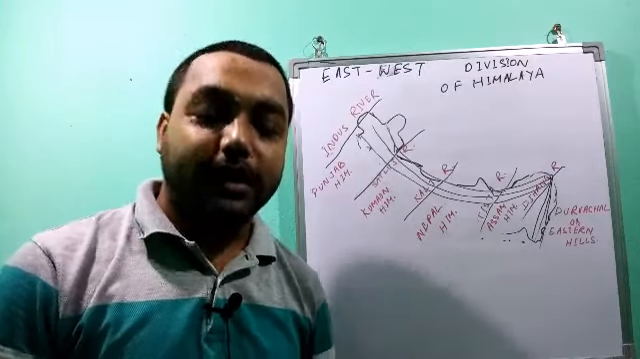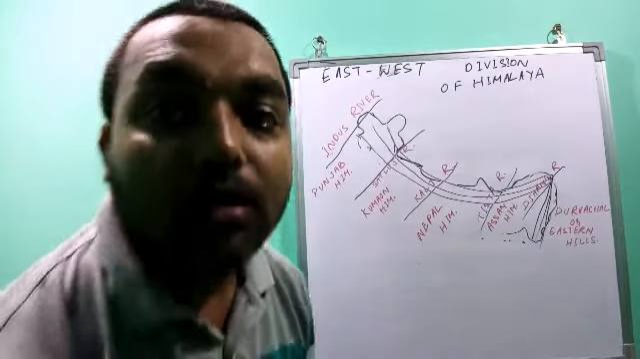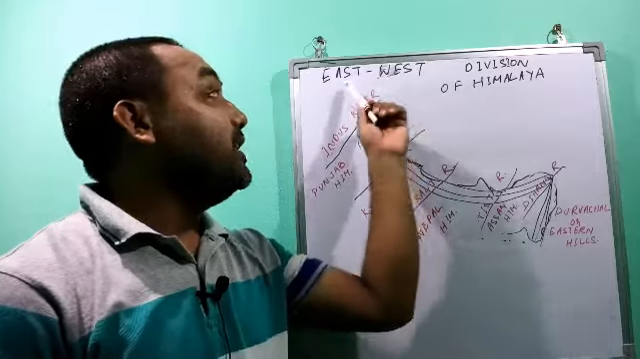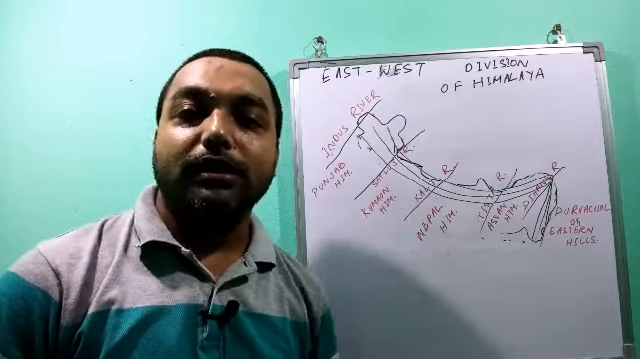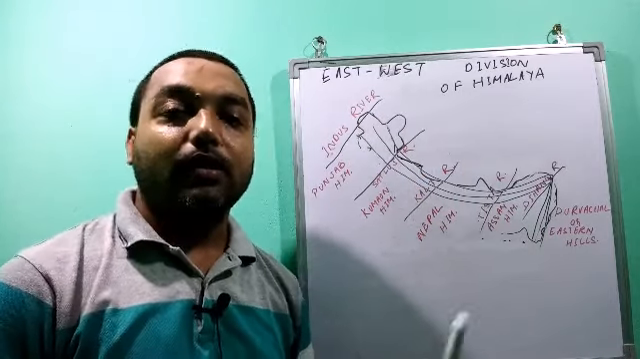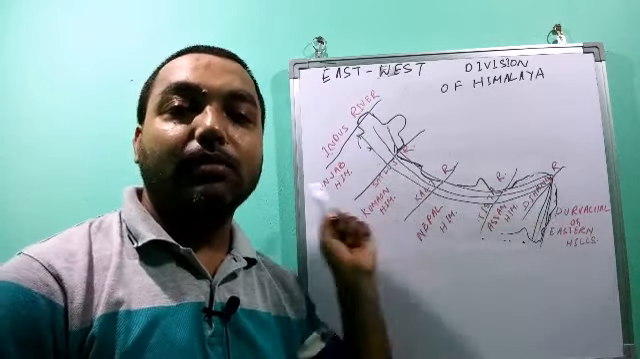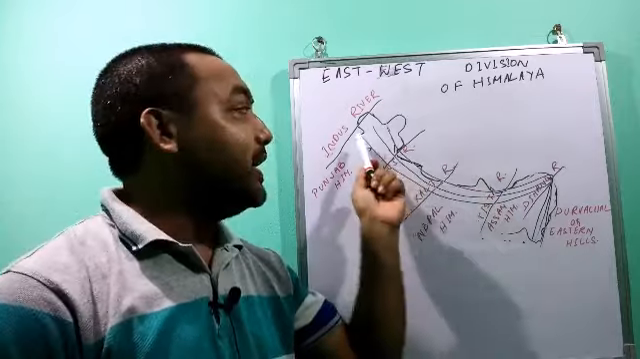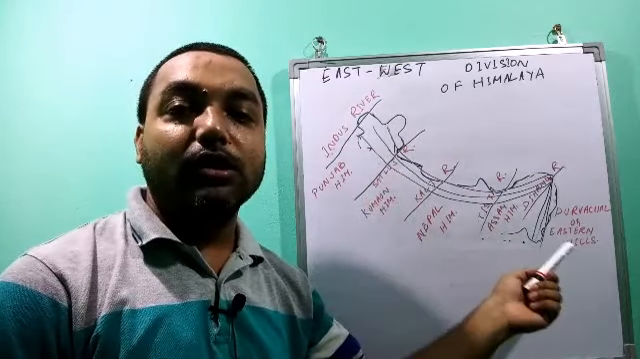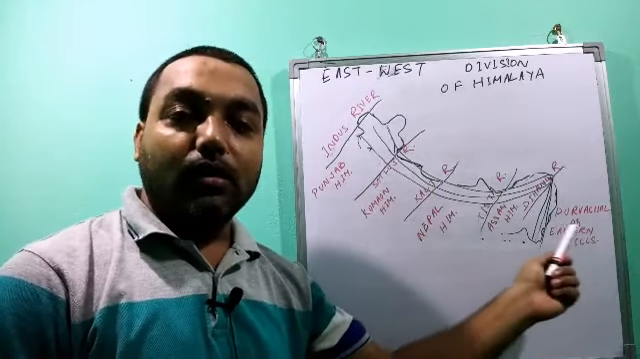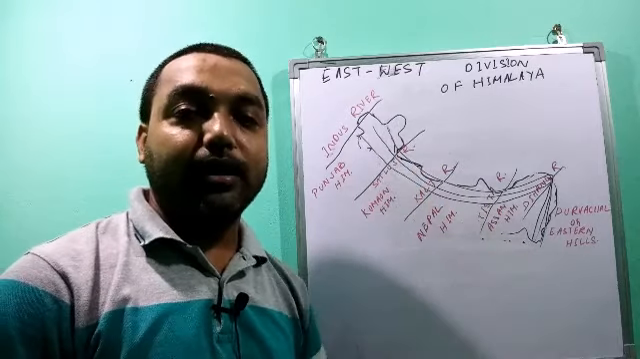Let us go to the next topic, the east-west division of Himalaya. We have already discussed the north-south division of Himalaya. Now this is the east-west division, how Himalaya is divided from east to west. This is again the northern part of India, from Kashmir to Arunachal Pradesh, where the Himalayan mountain is spread.